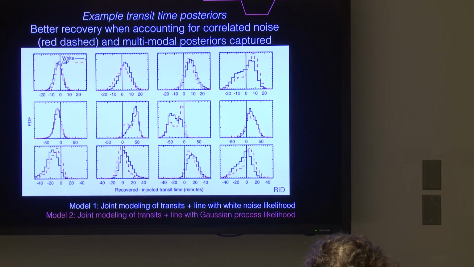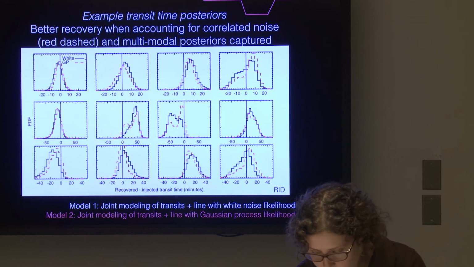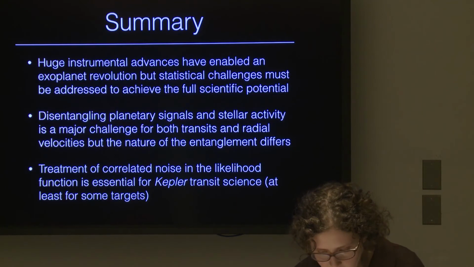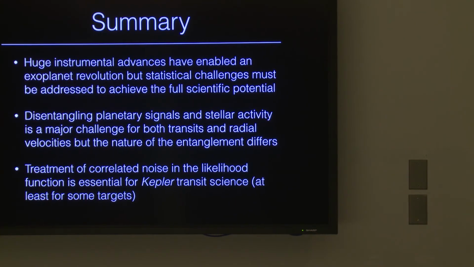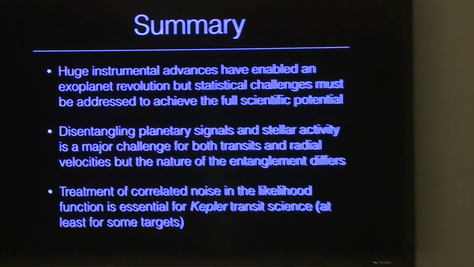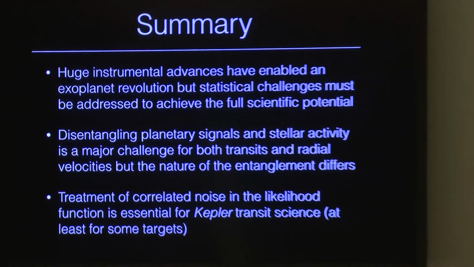I've been comparing different approaches for measuring central transit times really well. But I'll leave you with the summary that there have been huge instrumental advances enabling the exoplanet revolution. The fact that a couple decades ago we had no planets, now we have thousands of planets, and there have been huge leaps as the instruments have gotten better.